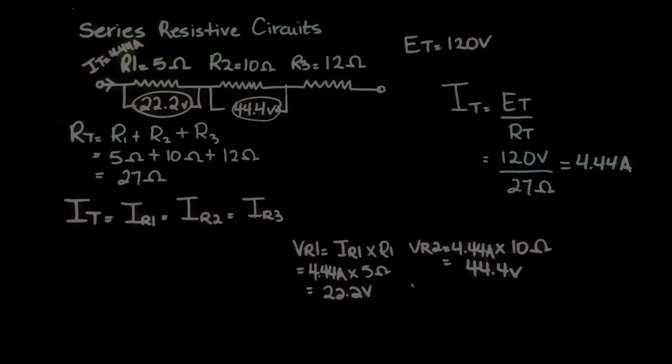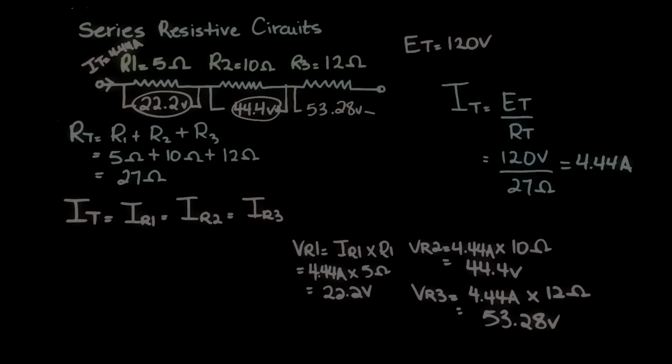Okay, and then we will do the same Ohm's law formula on the third resistor, IR3, so 4.44 amps again, series circuit, current is the constant, times the resistance of the third resistor, which is 12 ohms, and that gives us a calculated volt drop of 53.28 volts. So if you were to put your voltmeter across the third resistor, you would read 53.28 volts.